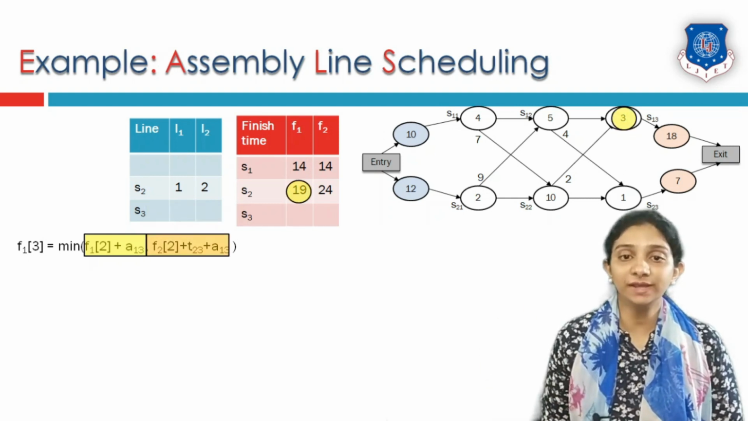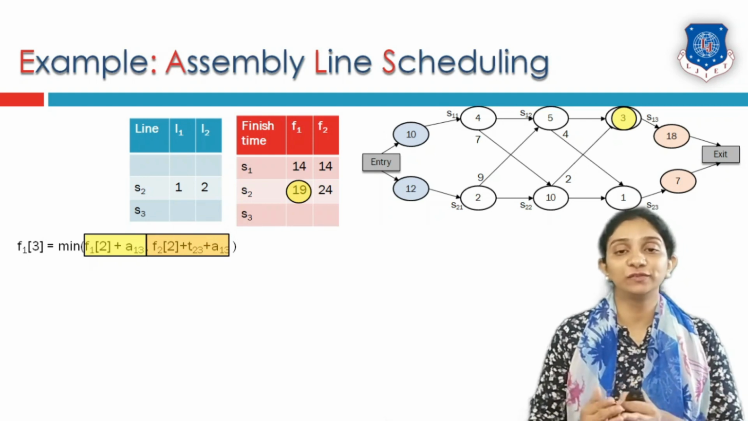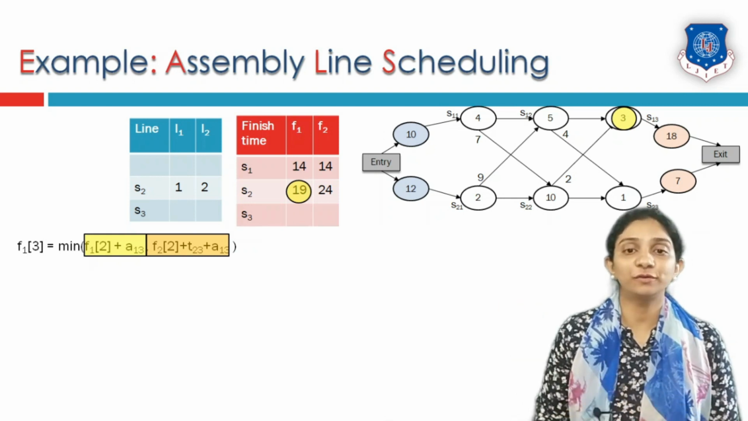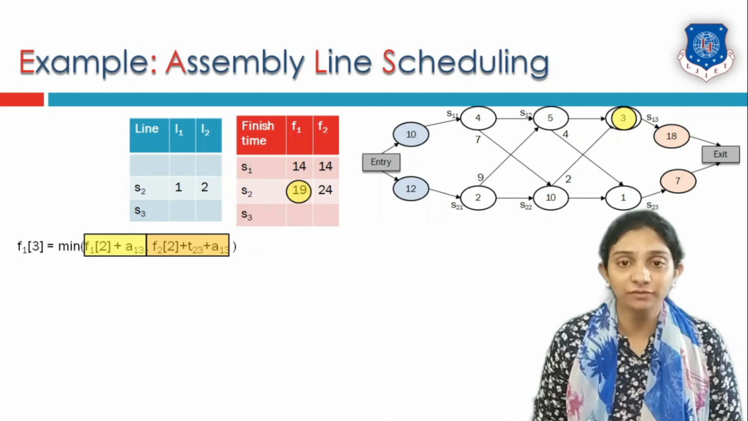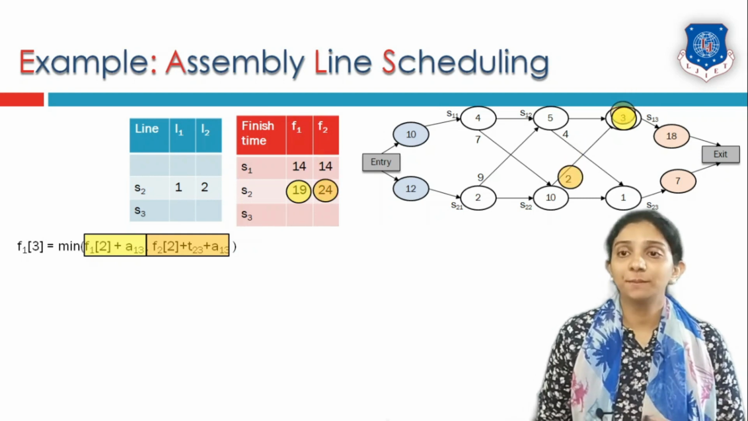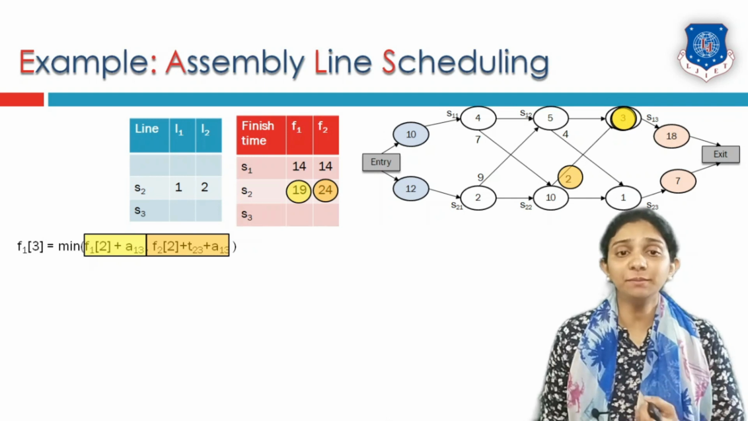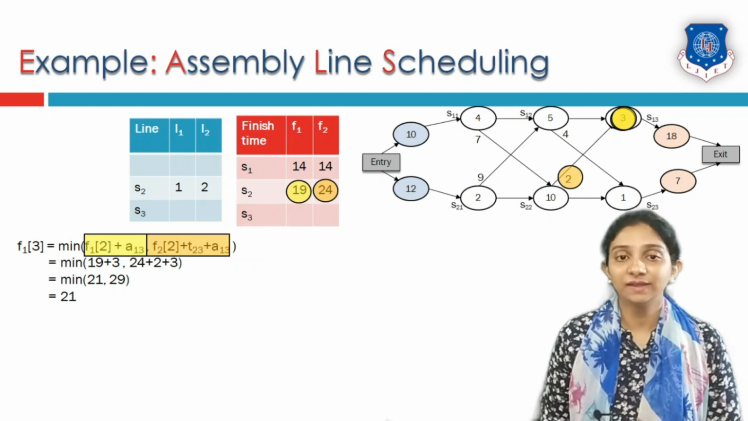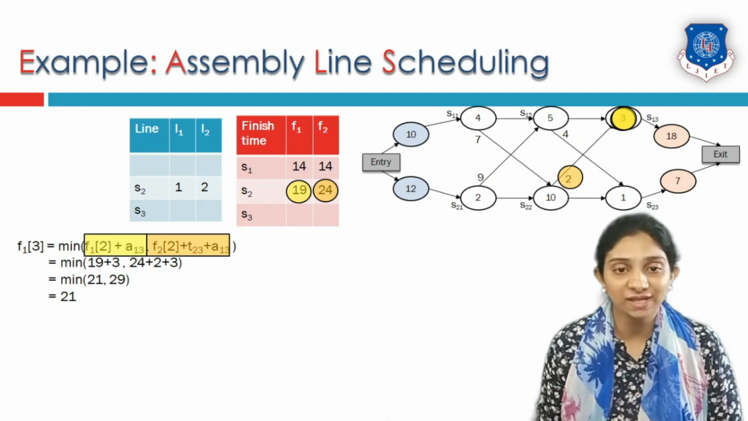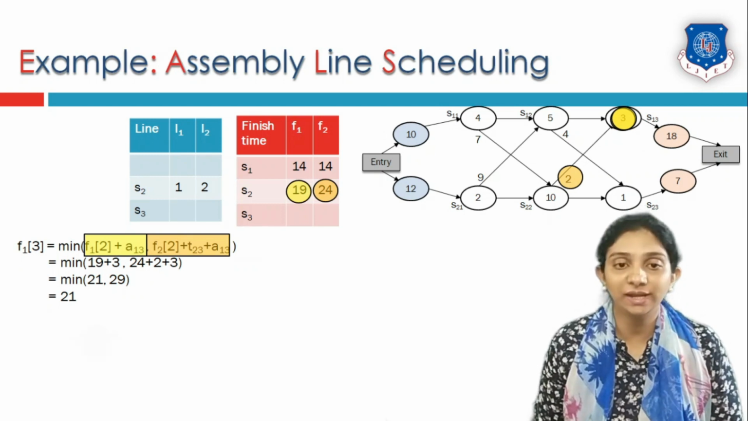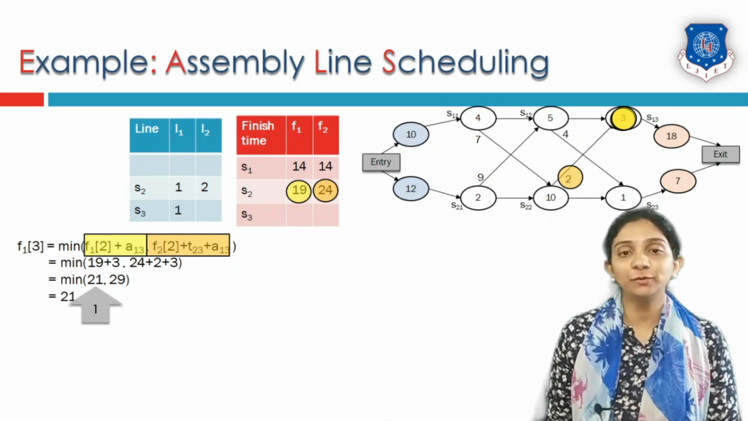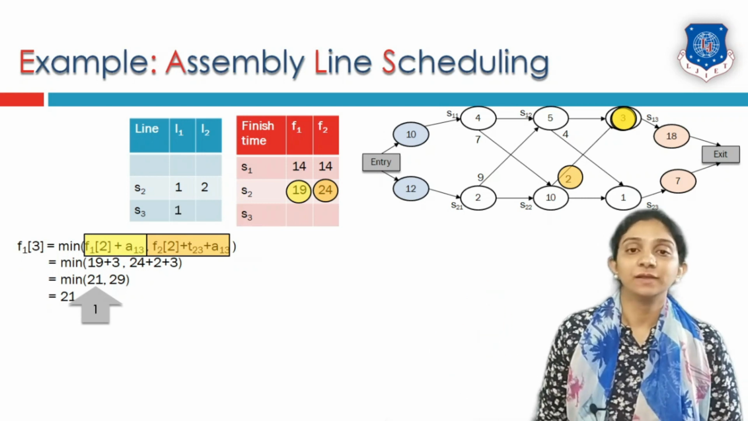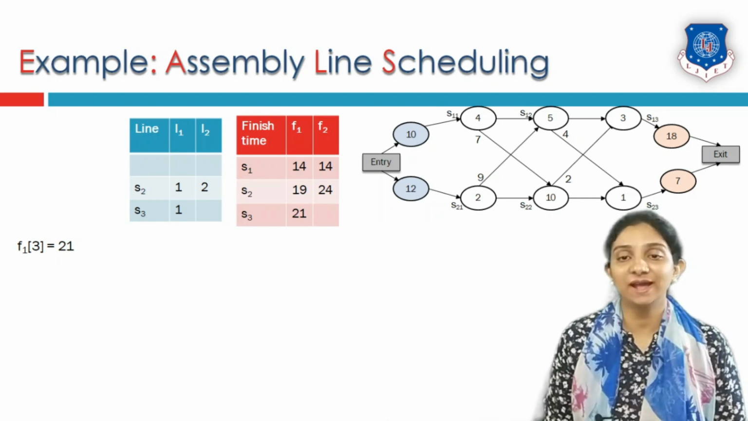And the second component is the finish time at line 2 station 2 plus the transfer from the second line to the first line plus the processing time of line 1 station 3. That is equal to 24 plus 2 plus 3. The minimum function will be 19 plus 3, comma, 24 plus 2 plus 3. That is the minimum of 21, comma, 29, which is equal to 21. The 21 is the first component that we have written. That's why an entry in the line table will be made as 1. Similarly, an entry in the finish time table will be made as 21.